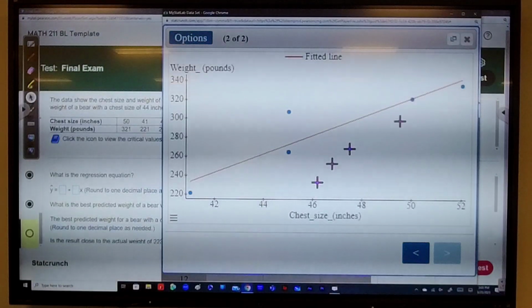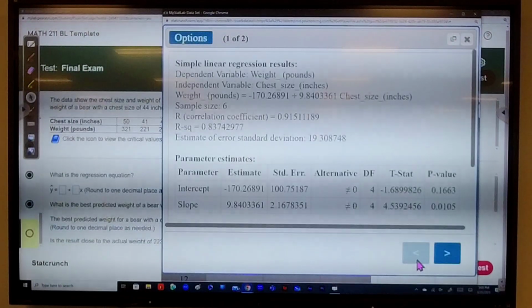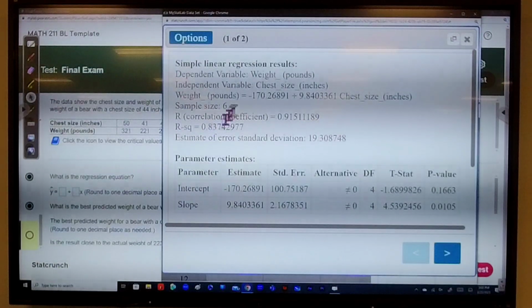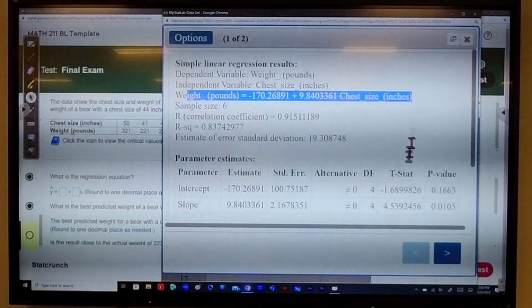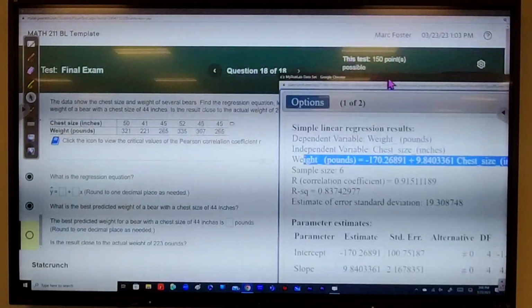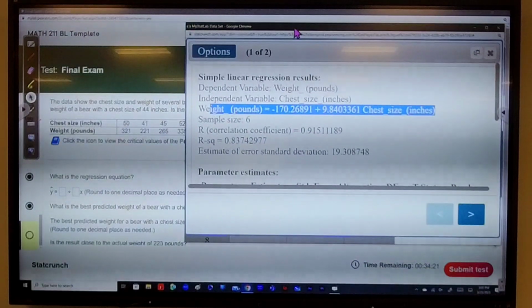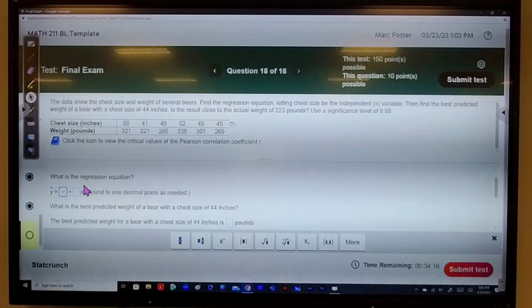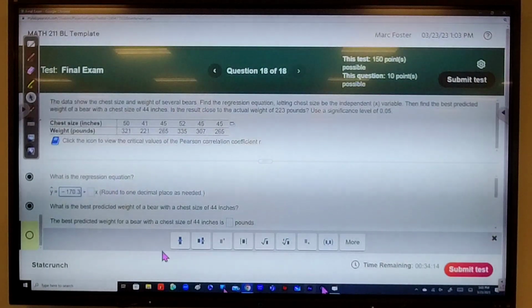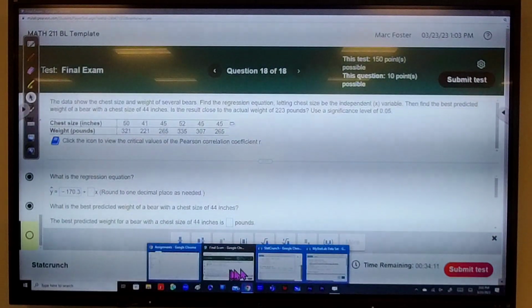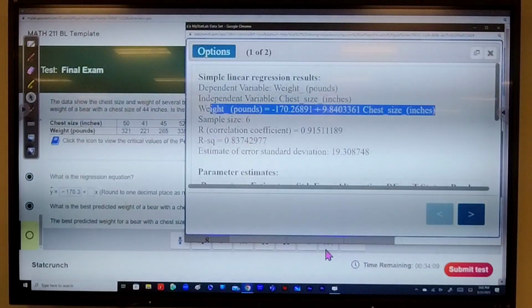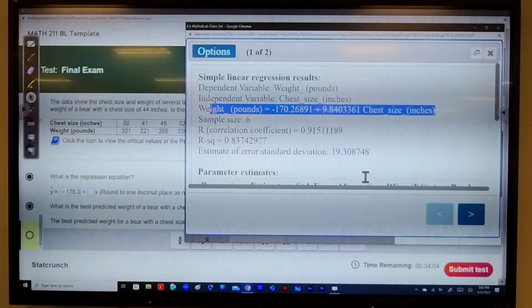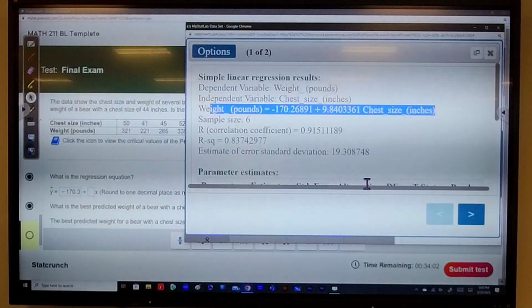Pretty good correlation, like you would expect. And they want me to produce the regression equation. Okay, well, here it is. It wants it rounded to 1 decimal place, so minus 170.3. And all we did was just do the X and Y variable, right? Yeah. Okay. And then my slope is 9.8.